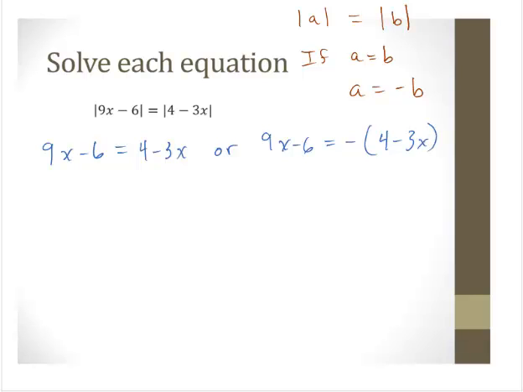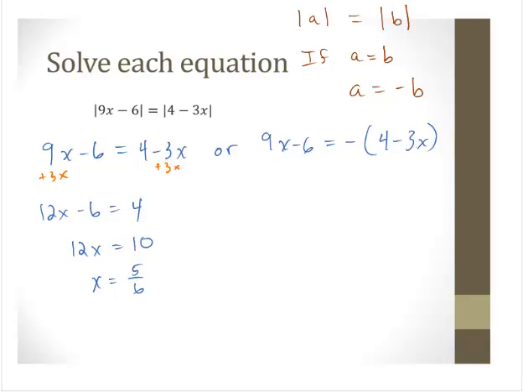And now we solve each of these equations. Alright, so for the first equation, I will add 3x to both sides. That gives me 12x minus 6 is 4. Adding 6 to both sides, 12x is 10. Dividing through by 12, x is 10 over 12, which is 5 over 6. So there's one solution for the equation.